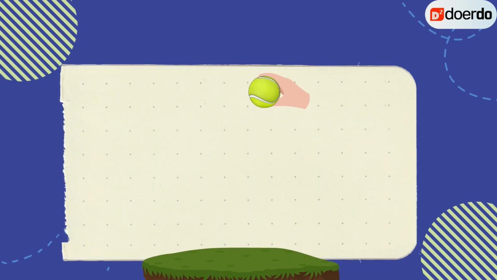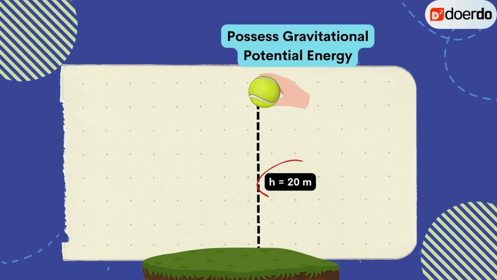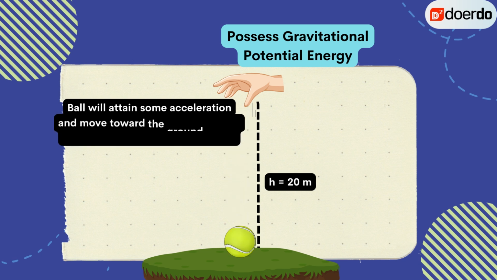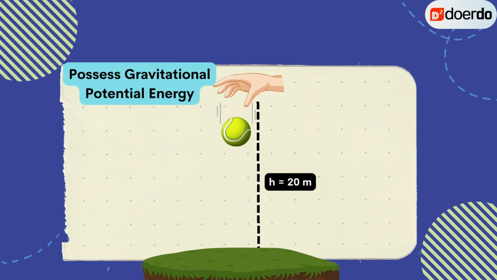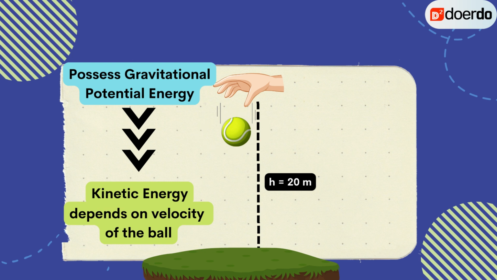For example, if a ball is held at 20 meters from the ground, it will possess only gravitational potential energy, which will depend on the height of the ball from the ground. If the ball is released, it will attain some acceleration and will begin to move toward the ground due to the gravitational force of the Earth. As the ball begins to move toward the ground, its gravitational potential energy will begin to convert into kinetic energy. And the kinetic energy will depend on the velocity of the ball.